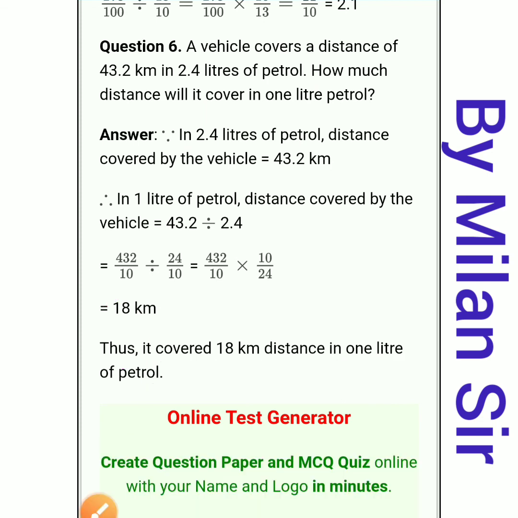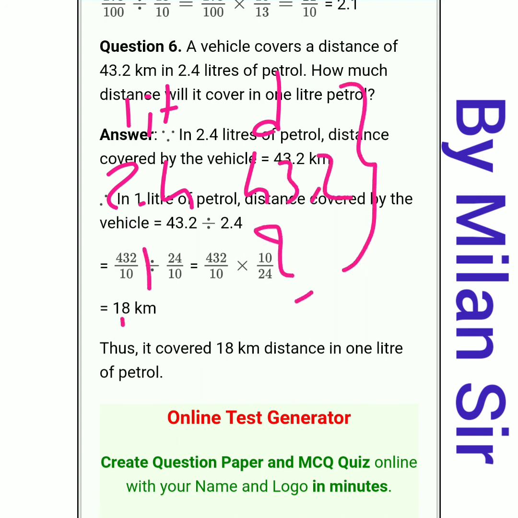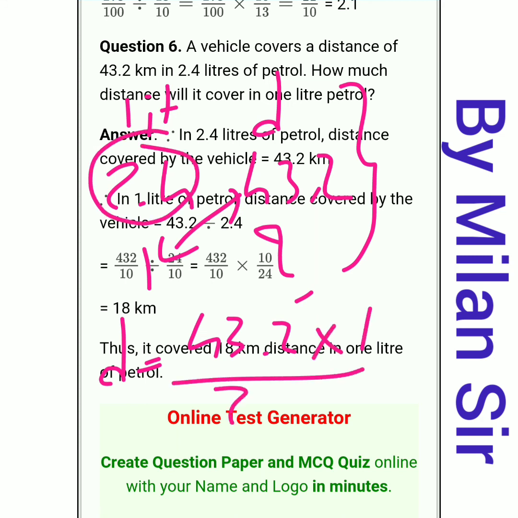Okay, first of all we need to make one table, liter versus distance, because here we need to find distance. So 2.4 liters, distance 43.2 kilometers, for 1 liter of petrol how much distance? So for finding the distance we need to multiply these two numbers, 43.2 multiply 1, and divide by our first number. This is a fixed process. This is the proper direct proportion. So this is the one formula: we multiply the second and third positions and divide by the first position, that means 2.4.